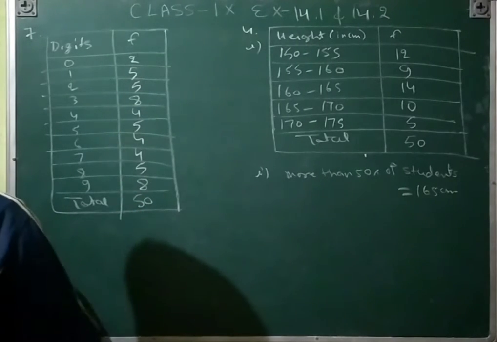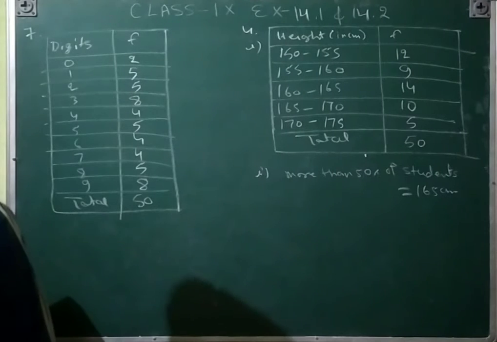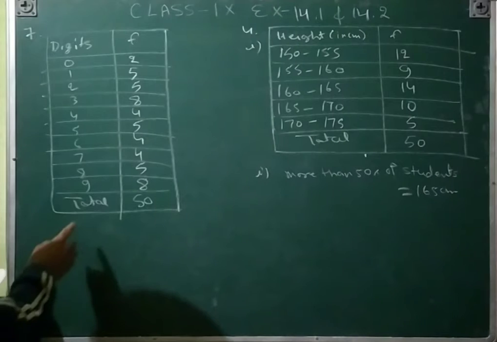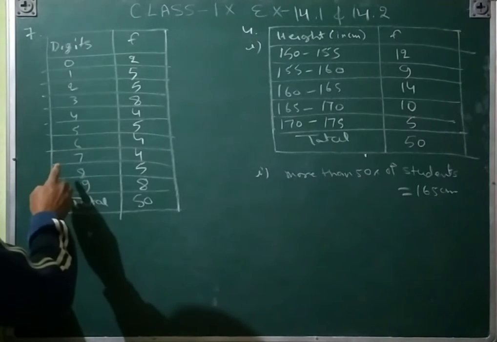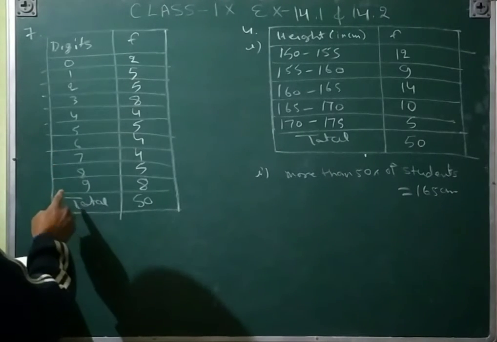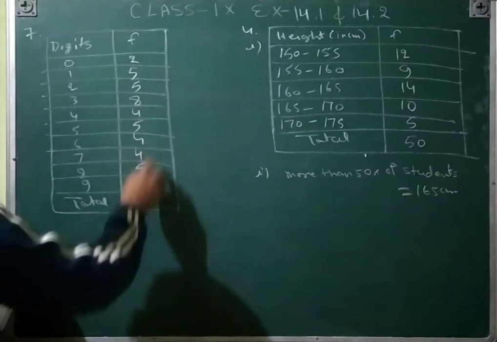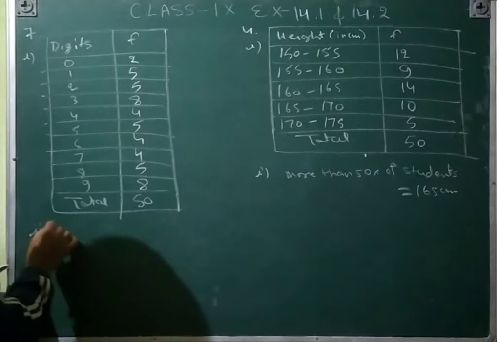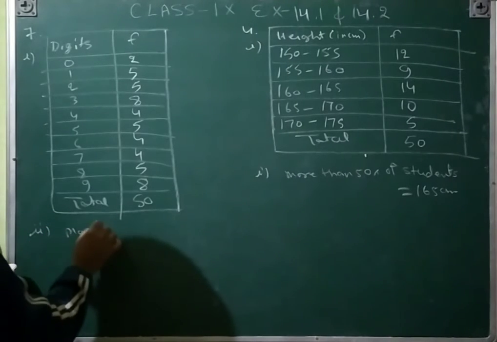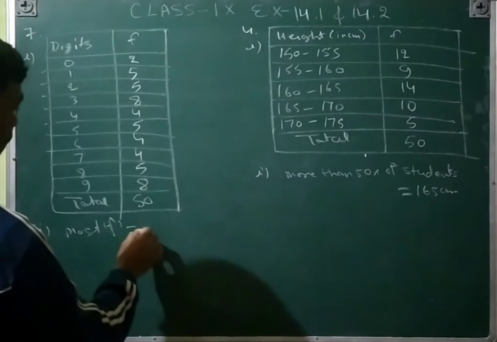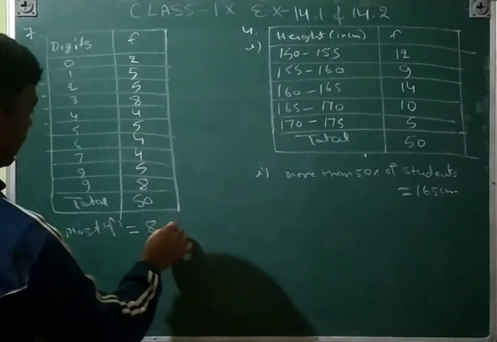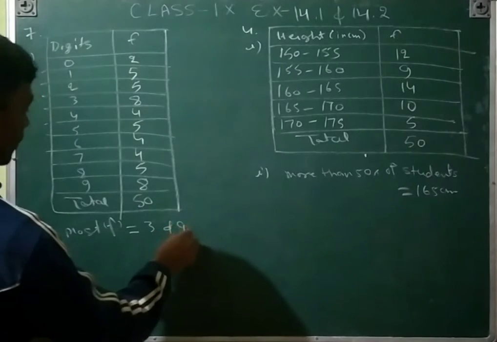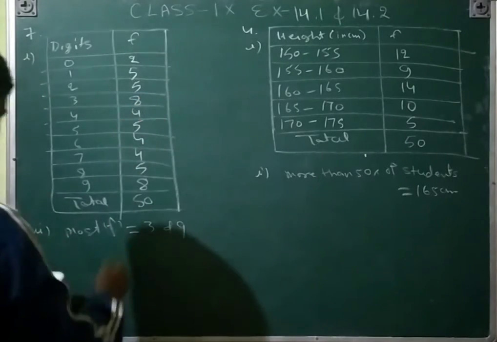The most frequently occurring digits are 3 and 9. Yes, the maximum is this one. That is the first part. The second part: the most frequent digits are 3 and 9, because 3 and 9 have come 8 times.